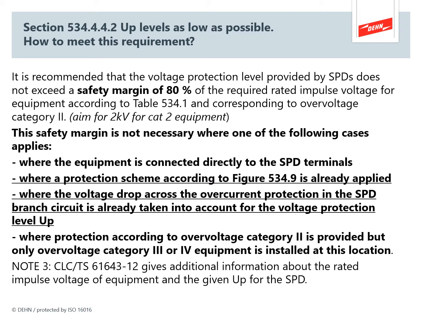In the regulations, in addition to the normal protection level, there is an argument for having a lower protection level or a safety margin of 80% of the required impulse voltage. So be looking at that table and aiming for approximately 2 kV for the Cat 2 equipment. But you don't have to do that if you have a protection scheme, and I've highlighted this in bold and underlined, figure 534.9, and we'll have a look at that in a minute.